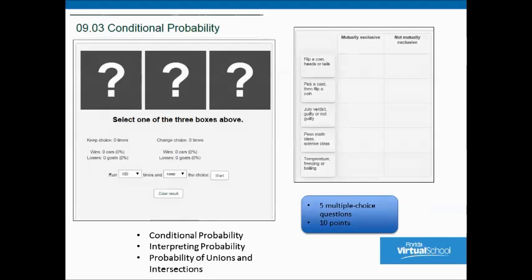903 deals with conditional probability. The students learn not only about conditional probability, but interpreting probability, probability of unions, and intersections. Nice interactive in this lesson as well, where the students decide if something is mutually exclusive or not mutually exclusive. The assessment for this lesson is 5 multiple choice questions worth 10 points.